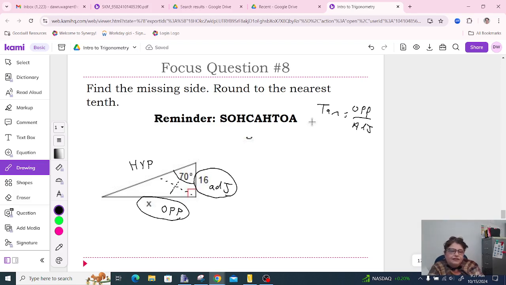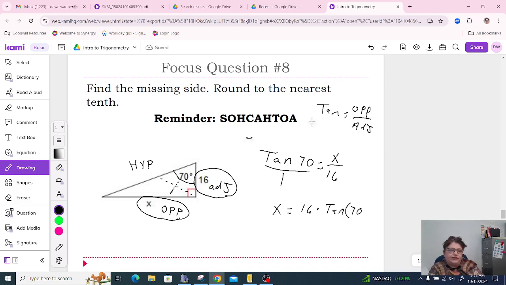Tan of 70 equals X over 16. Geez, they're saying it faster than I can write it. So now I'm going to put a 1 under here and I'm going to cross multiply. And this is easy because this is just multiplication because X is on top. So 1 times X is X. And then I'm just going to take 16 times tangent 70.